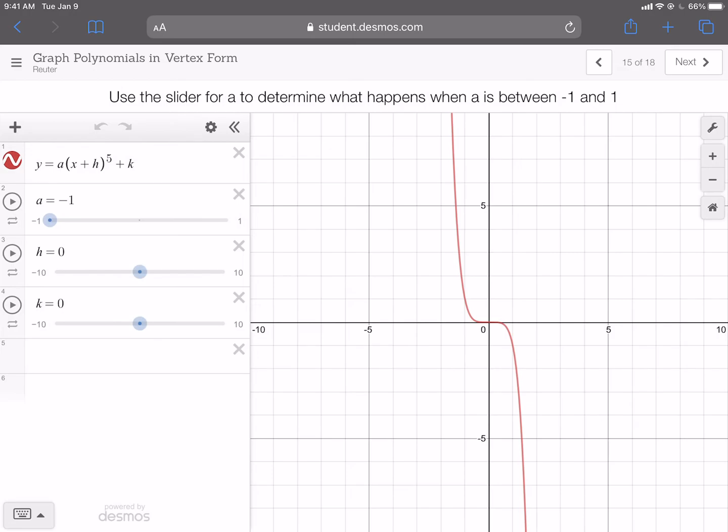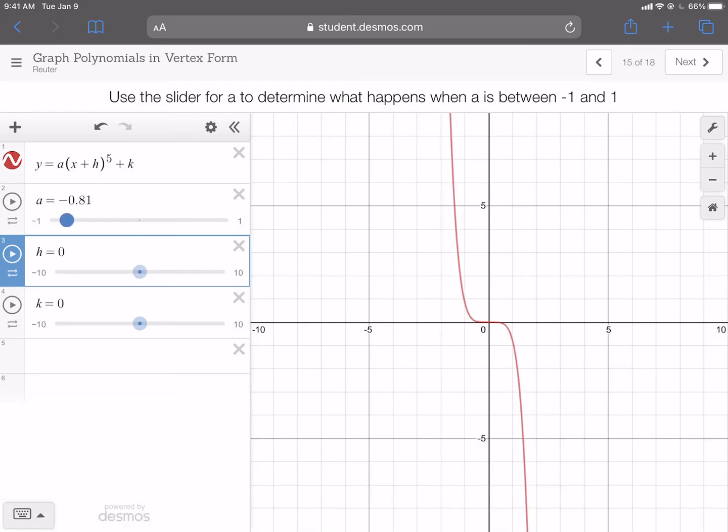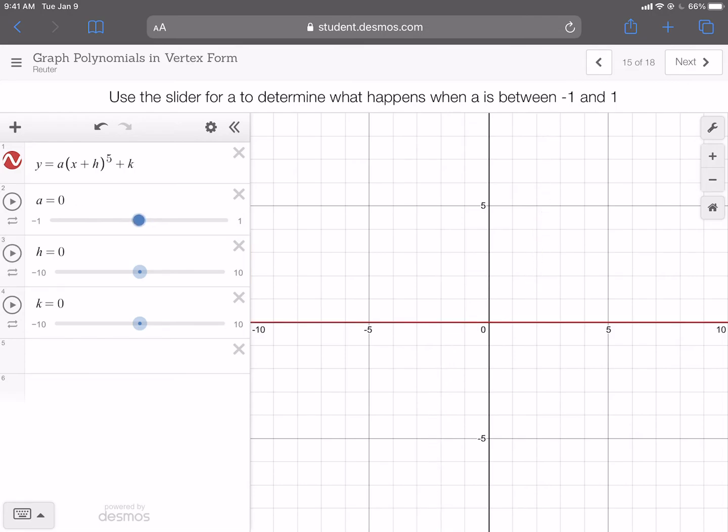Now, if we look at the a value, if we're in between -1 and 1, notice our graph is getting wider, right? Because 1 is our normal one. So as we go less, notice it's getting wider and wider, and then I flip over here. If we go from -1, that's our normal one, and then we go here. So if your a value is in between -1 and 1, it's getting wider.